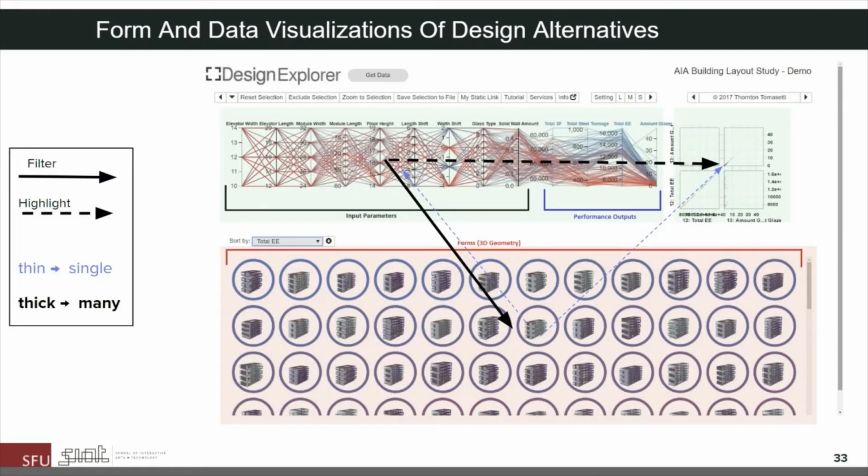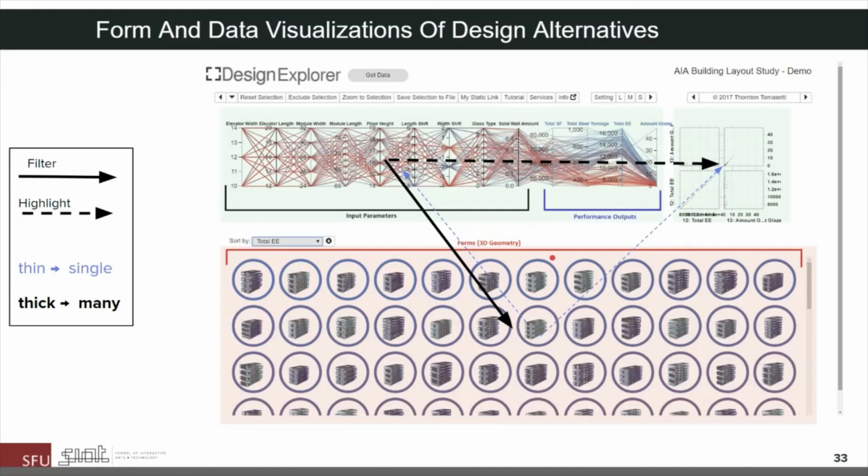Now what we observe here is that the parallel coordinates plot is dominating the other views and is only slightly affected by them. In particular, there are no major filtering or highlighting actions that start from the form view. Or in other words, there are no powerful form-driven interactions.